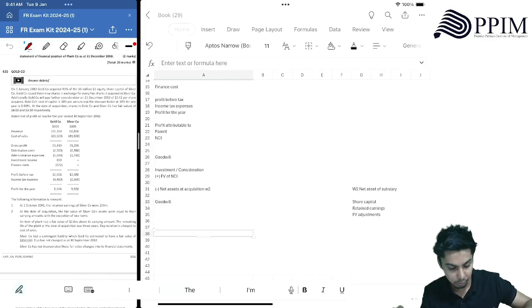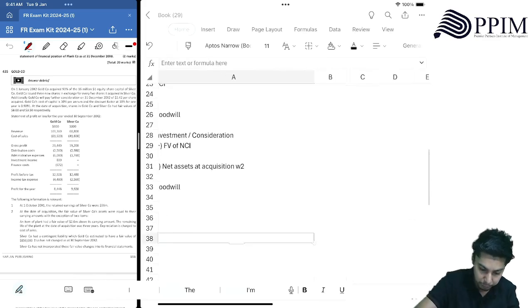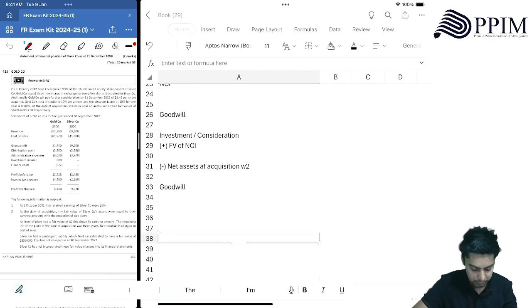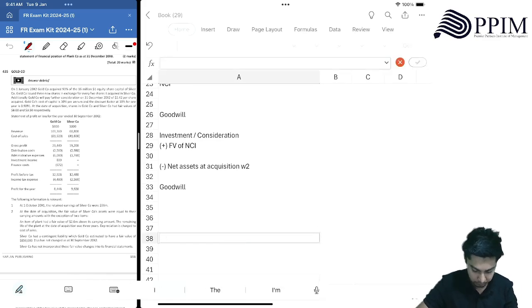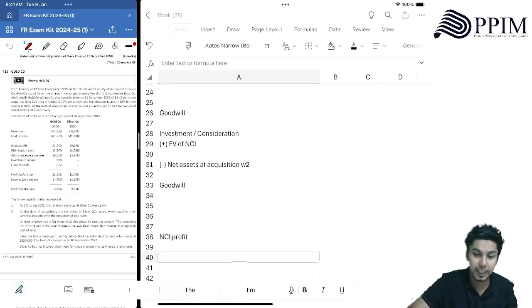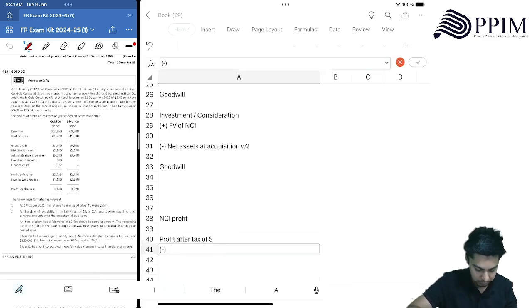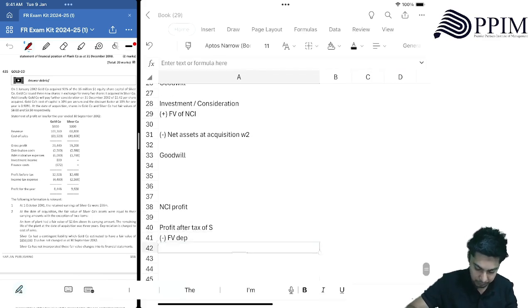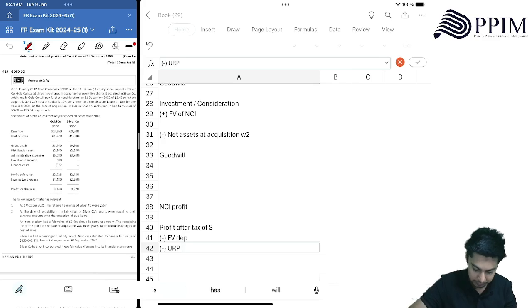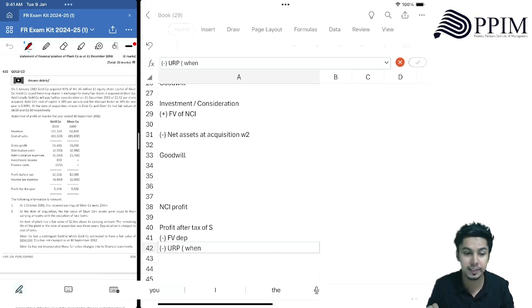Okay. And also guys, on the other hand, can you also keep ready for me the net profit of NCI equation? NCI profit working. So normally, how does it go? Profit after tax of subsidiary, then minus fair value depreciation, minus URP. When is that? When subsidiary sells to parent, who has to be the seller in this case? Subsidiary only has to be the seller. Okay, when S is seller, correct.